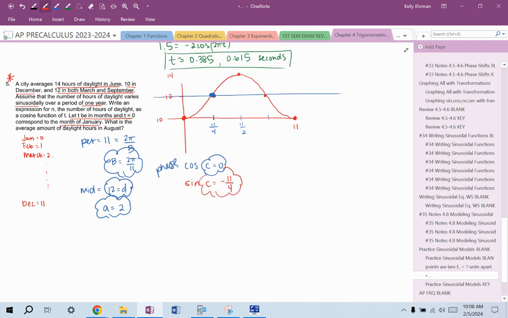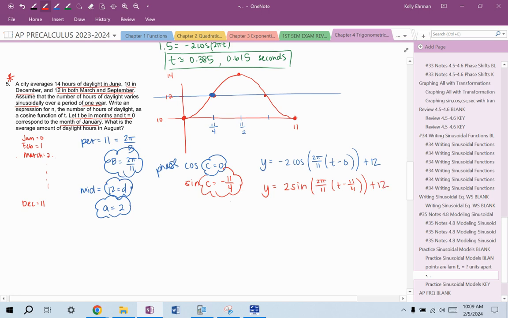Okay, and then it comes to the equations. So we want, for the cosine graph, y equals negative 2 cosine of 2 pi over 11 t minus 0 plus 12. And if we use the sine equation, it's a positive sine equation here. So 2 sine 2 pi over 11 t minus 11 over 4 plus 12.